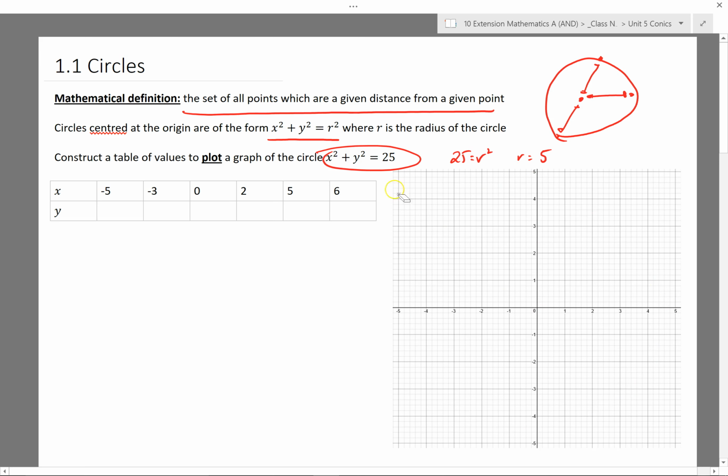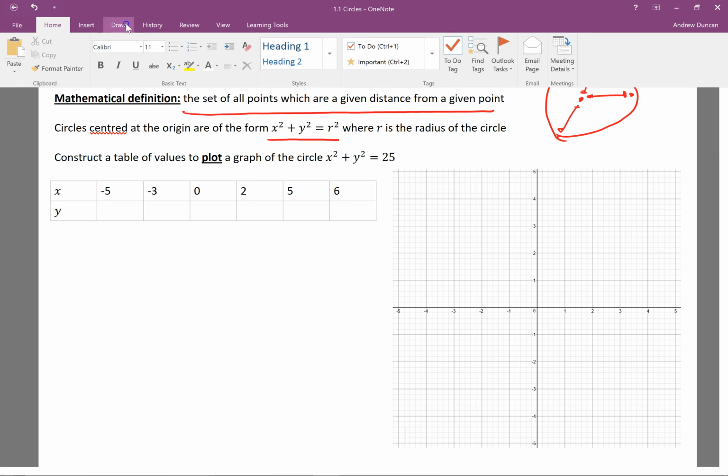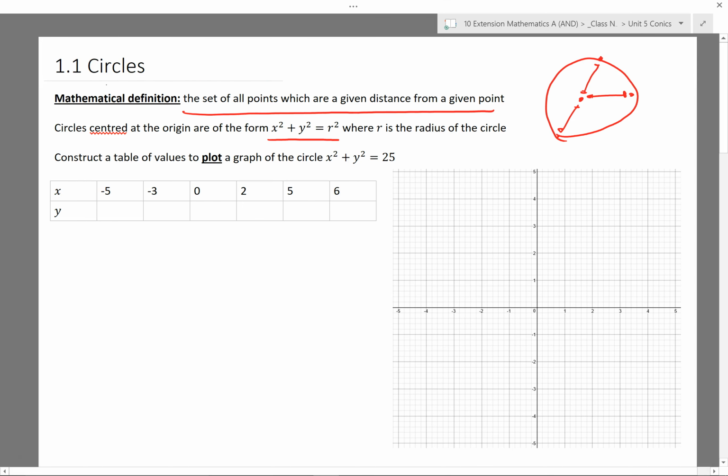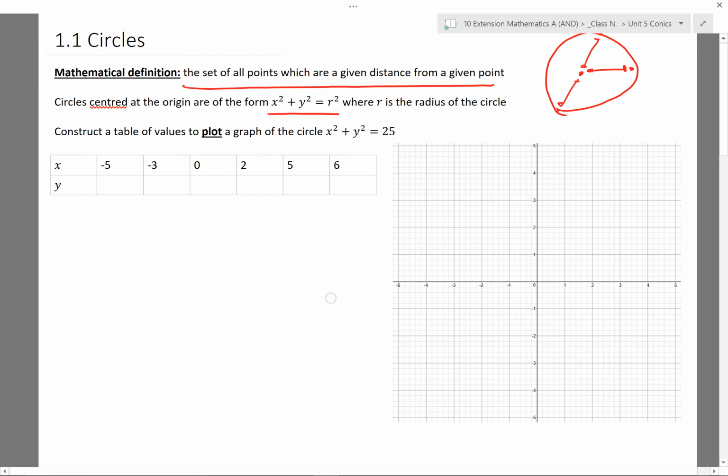Okay, but I won't just assume the formula works. I'll go ahead and substitute in some points. So they're strategically chosen points, but we'll still get an idea of what's happening. Just as I do whenever I'm plotting a set of points, I'll substitute in these values. So I'm going to sub in x equals minus 5 into the equation x squared plus y squared equals 25. So wherever I see x, I'll replace it with minus 5. And I'm trying to find out what the y value is.